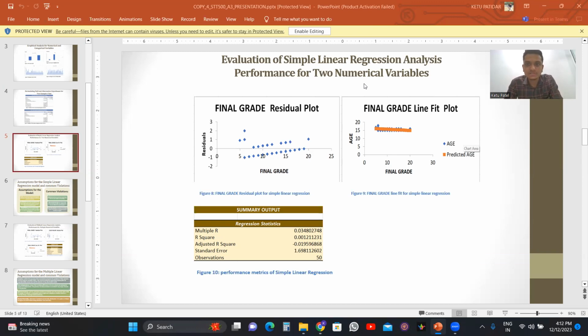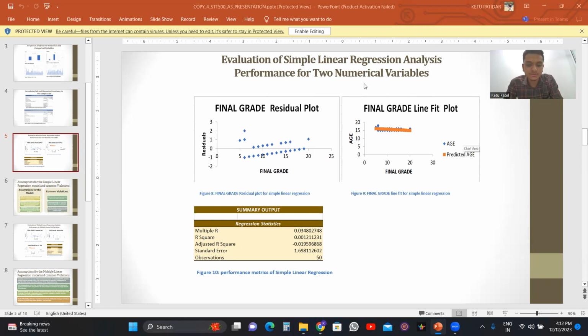Evaluation of simple linear regression analysis performance for two numerical variables. Process for choosing variable for simple linear regression analysis. Exploratory analysis: the first stage includes investigating correlation between numerical data to discover linkages. Variables with moderate to strong linear connection were given preference, providing the groundwork for prospective predictor selection criteria. Following careful consideration, final grade was identified as the independent variable. This choice was supported by statistical significance, p-value 0.004, showing a significant influence on the dependent variable age.